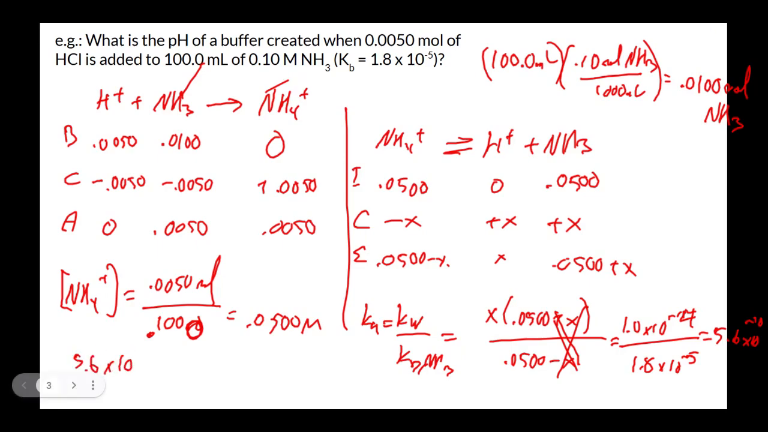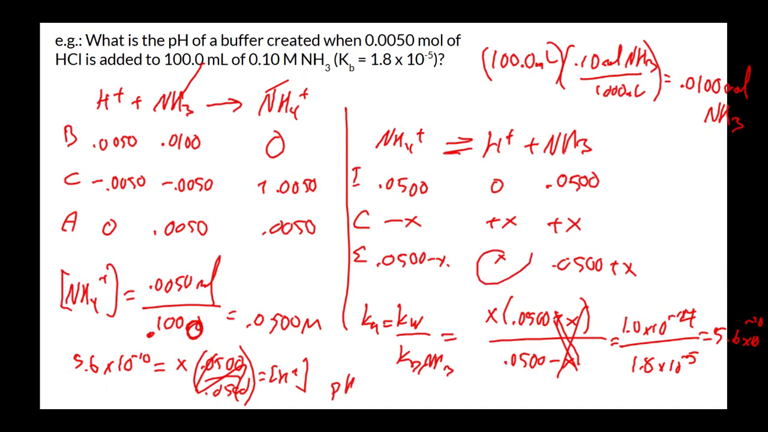So 5.6 times 10 to the negative 10 is equal to x times 0.0500 over 0.0500, which just means x is 5.6 times 10 to the minus 10th. And that is the H plus concentration, because that's what that line means there. So we can use that to figure out pH, and the pH is going to be negative base 10 logarithm of 5.6 times 10 to the minus 10, which is 9.26.